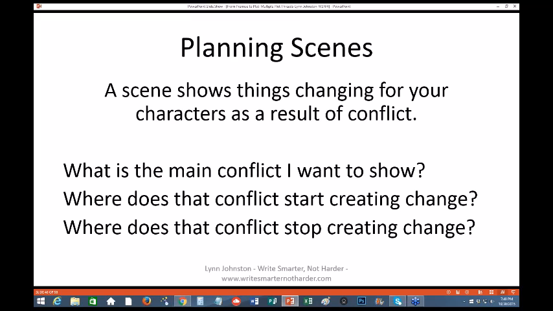So it's one thing to say, okay, here's an event and it has a lot of conflict in it, but don't just look at the conflict. Also look at how the conflict changes things. Ask yourself, what is the main conflict I want to show in the scene? And then where does that conflict start creating change? And where does it stop creating change? And newsflash, the start and stop of the change is actually a good place to consider starting and stopping the scene.